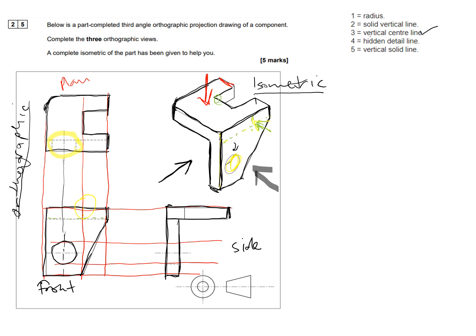What they're asking for me to do is, when I look at it from this angle, as I've already said, I know there is a hole behind here which I can't see, but I know it's there because we've already seen it earlier on. So I'm just going to show it by hidden detail lines, which is those two hidden detail lines there, and that's what they're looking for there.